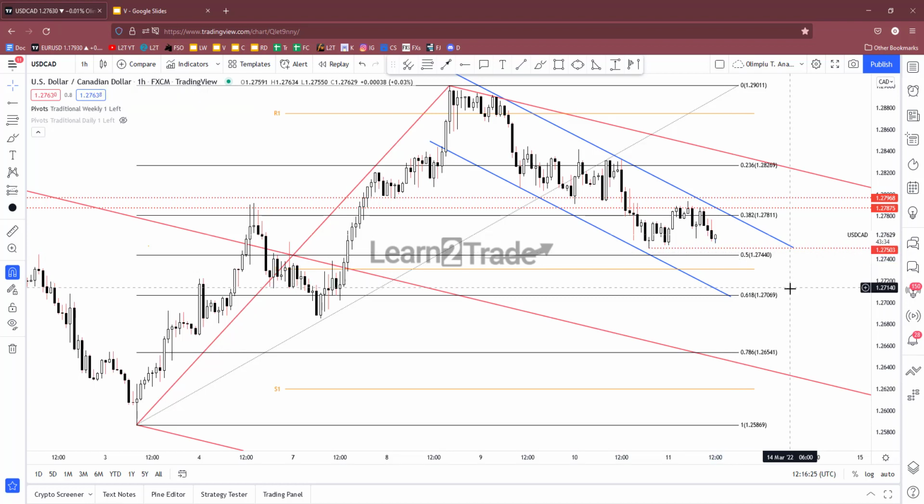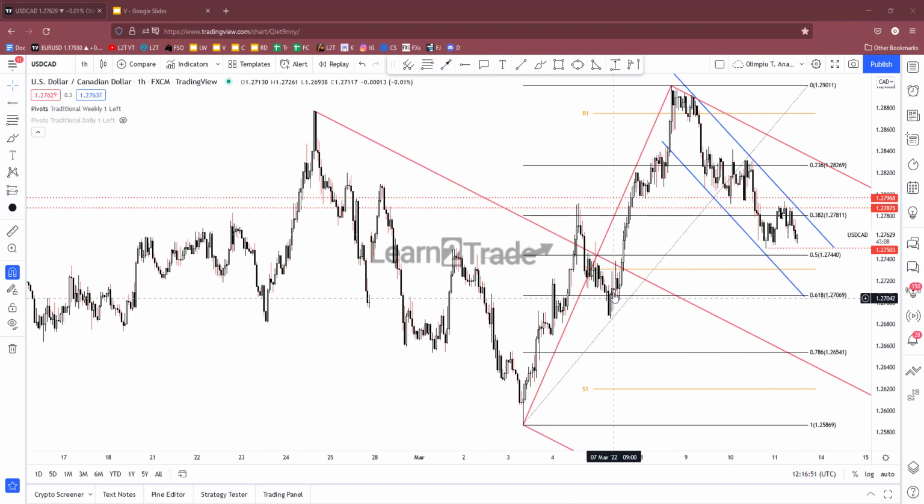So right now, in the short term, the bias is bearish, as long as it stays below the 38.2, below the downtrend line, and only retest here could signal maybe a potential new sell-off, bearish momentum, and also a new lower low here could signal a potential larger correction towards maybe the channel's downside line, towards the 61.8. So this is my opinion here.